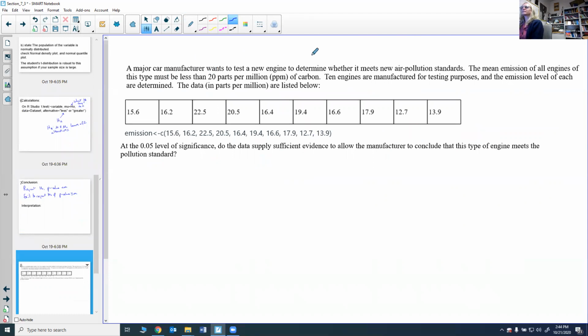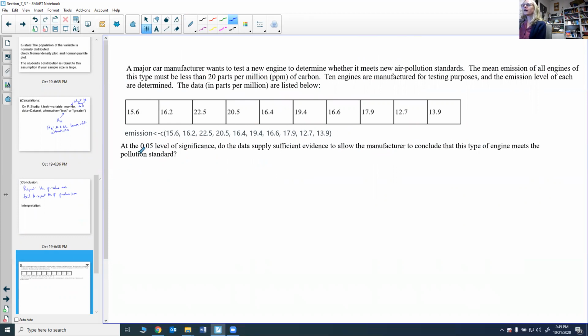A major car manufacturer wants to test a new engine to determine whether it meets new air pollution standards. The mean emission of all engines of this type must be less than 20 parts per million of carbon. 10 engines are manufactured for testing purposes, and the emission level of each is determined. The data in parts per million are listed below. So here's your data. I also happen to have it to put into RStudio. And then at the 5% level of significance, do the data supply sufficient evidence to allow the manufacturer to conclude that this type of engine meets the pollution standards?